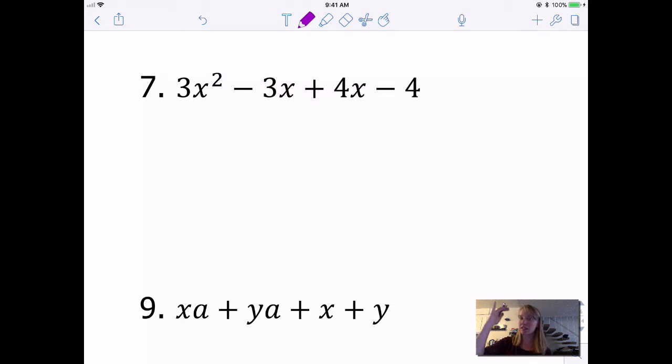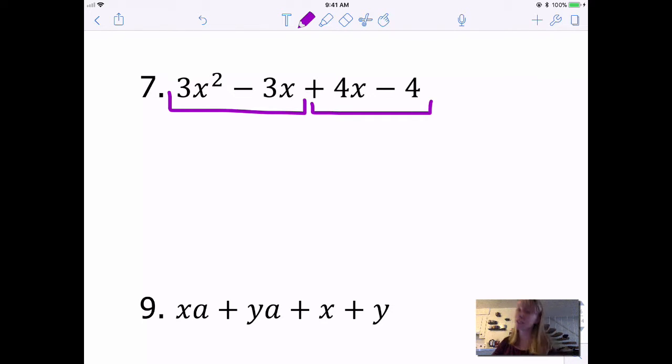Since we're continuing on our notes, this is number 7. So I've got 3x squared minus 3x plus 4x minus 4. So I look at my numbers. Clearly, I can't take a GCF out of all 4 terms because I've got 3s and 4s. I don't have anything common there. Also, if I look at the x's, this last term, -4, doesn't have an x, so I also don't have a GCF with my variable parts. But what I'm going to do is group the first 2 terms and the second 2 terms, and then I can see that there really is a GCF in each part of my polynomial.